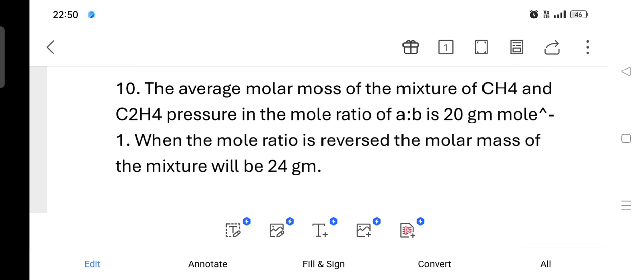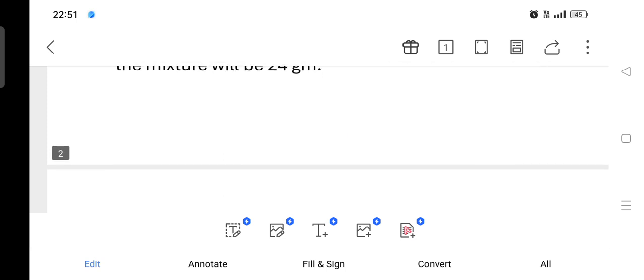The average molar mass of the mixture of CH4 and C2H4 in the mole ratio of A to B is 20 gram mole power minus 1. When the mole ratio is reversed, the molar mass of the mixture will be 24 gram.